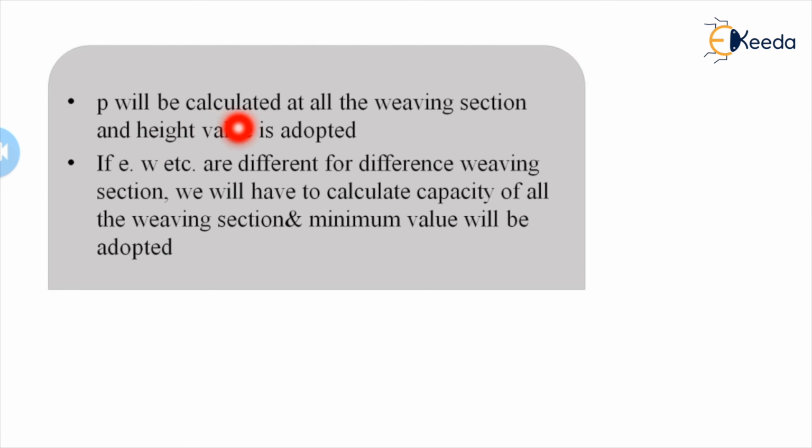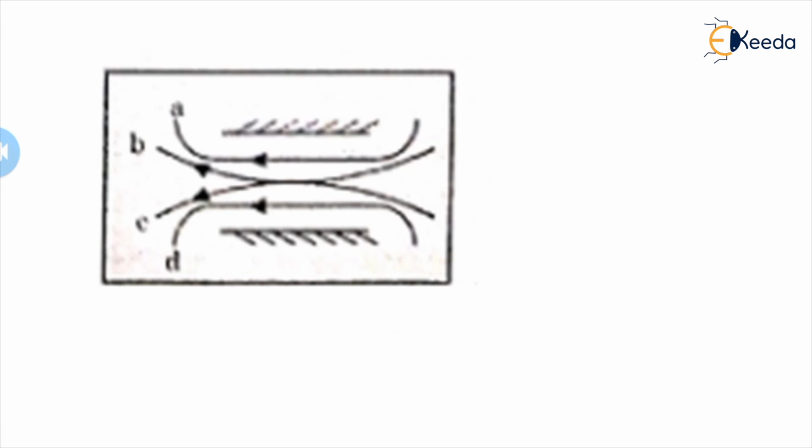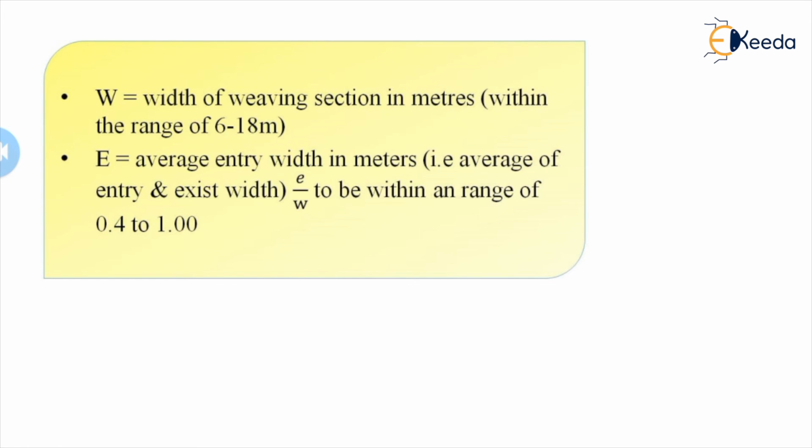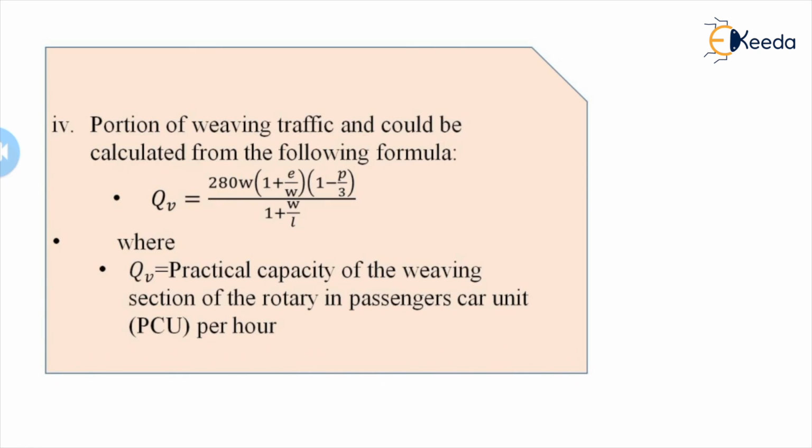P will be calculated at all the weaving sections and the highest value is adopted. If E and W are different for different weaving sections, we have to calculate the capacity of all the weaving sections and the minimum value will be adopted. So I have not taken a numerical on this formula. This is a purely formula-based numerical and extremely important from a GATE perspective. So I recommend you to please go through this formula thoroughly.